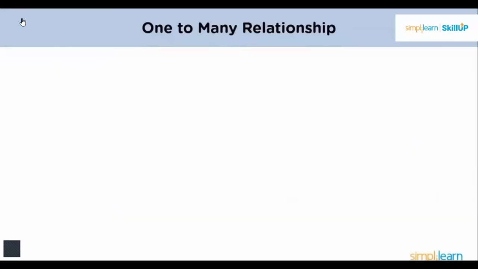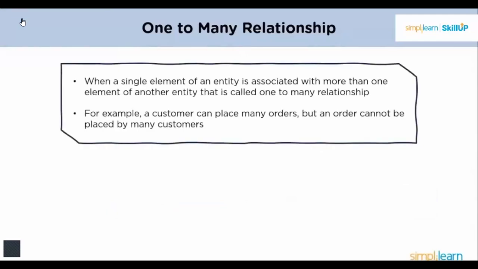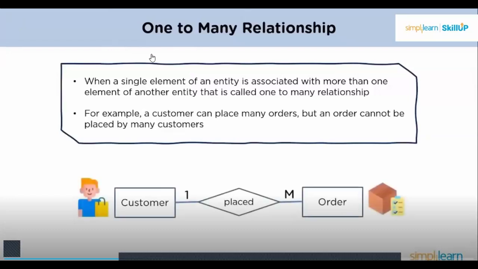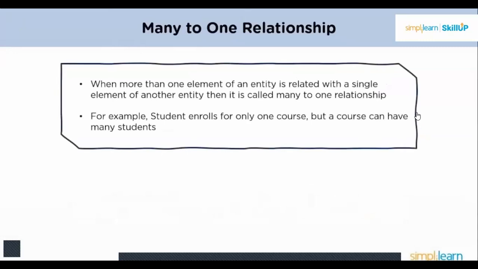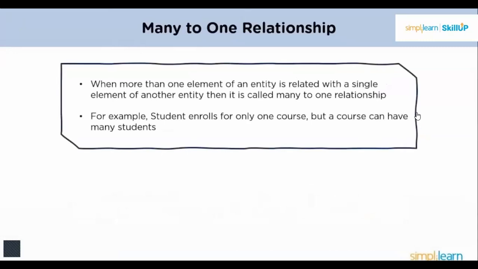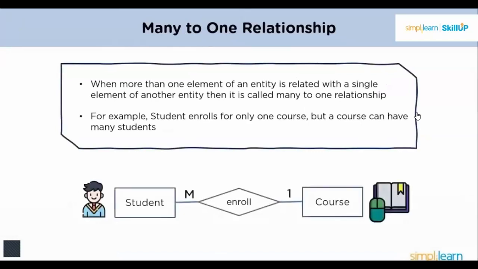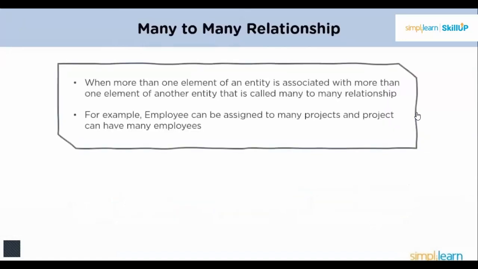Let's see the second one, one-to-many relationship. When a single element of an entity is associated with more than one element of another entity is called one-to-many relationship. In the below example, a customer can place many orders, but a particular order cannot be placed by many customers. Now, we will have a look at many-to-one relationship. When more than one element of an entity is related to a single element of another entity, it is called many-to-one relationship. For example, students have to opt for a single course, but a course can be opted by a number of students.